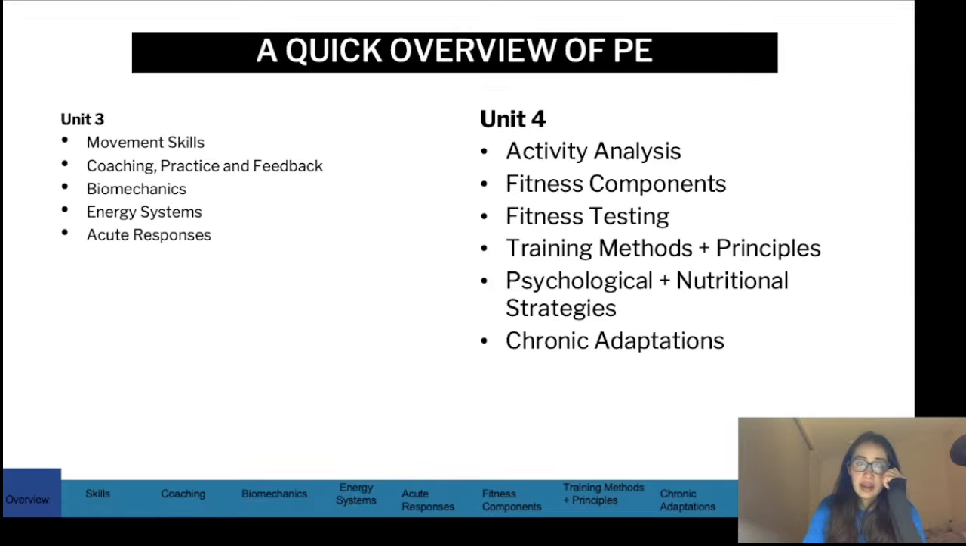So in terms of Unit 3, we've got movement skills, coaching, practice and feedback, biomechanics, energy systems, and acute responses. In Unit 4, we've got activity analyses, fitness component, fitness testing, training methods and principles, psychological and nutritional strategies, and chronic adaptations. So hopefully you guys have done most of this by now, and if you haven't, hopefully it'll be a bit of an intro to these topics.